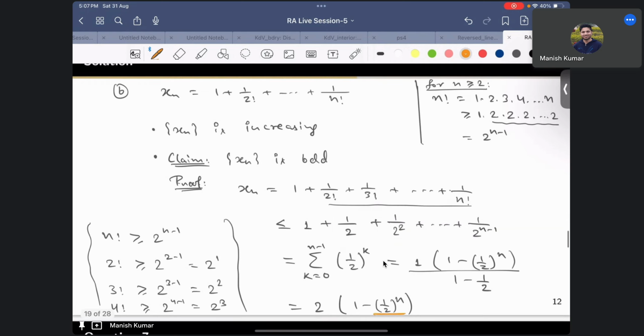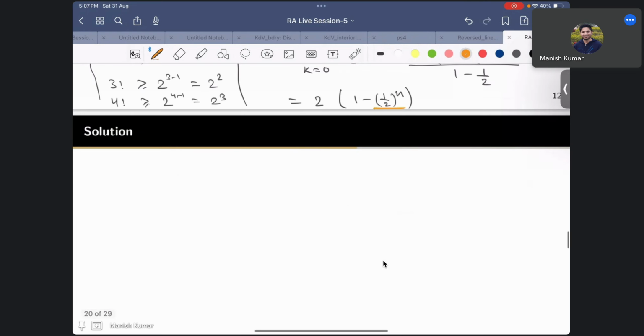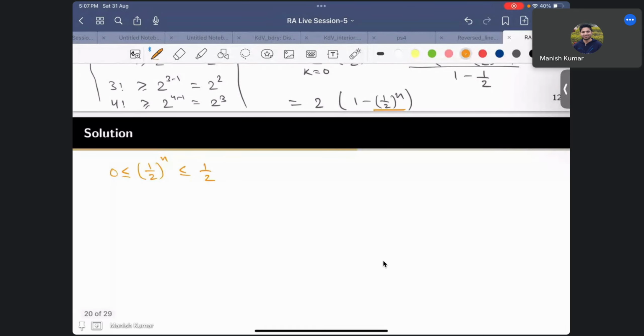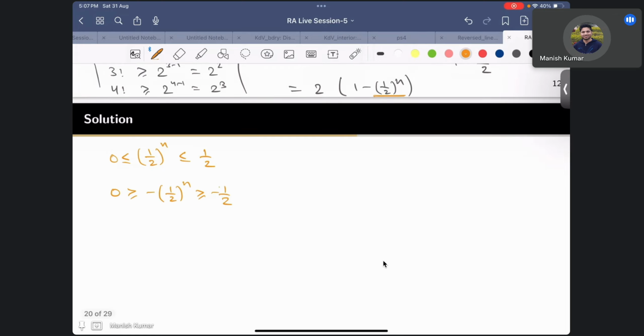Let me add one page. So what I am saying is that (1/2)^n is a decreasing sequence. As n goes to infinity, it converges to 0. So you can write it as greater than or equal to 0 and less than or equal to 1/2. And this tells you that 0 ≥ -(1/2)^n ≥ -1/2. I am just multiplying by minus, and then if you add 1, you will get 1 ≤ 1 - (1/2)^n, and then less than 1/2. This is what you get.